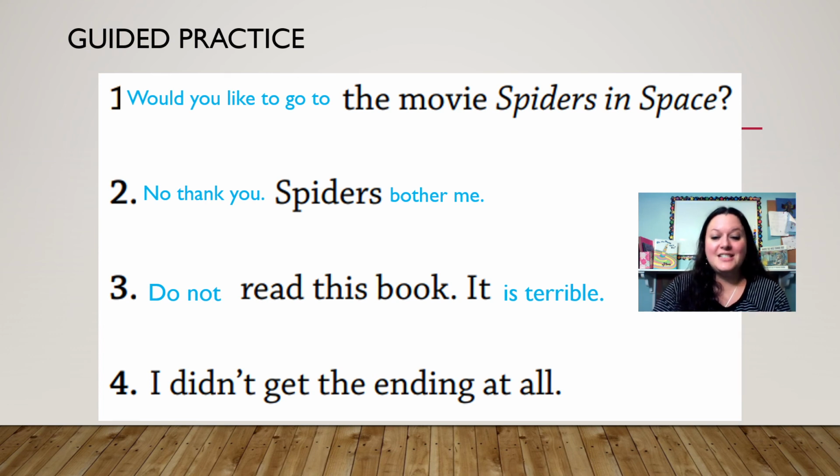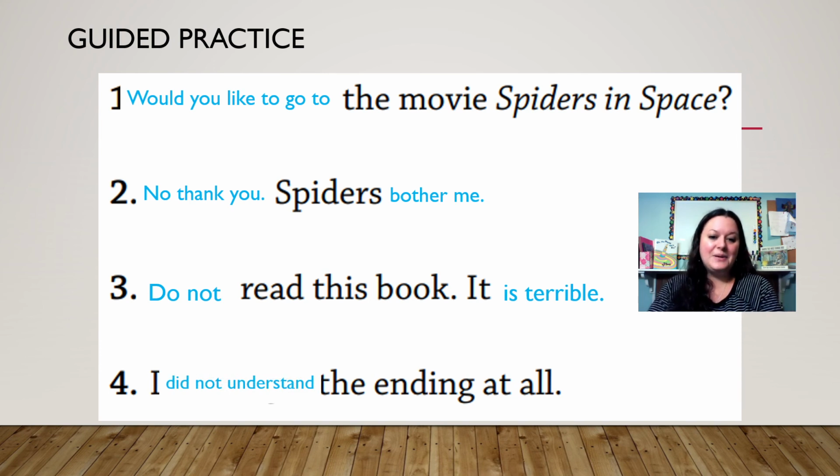We could change didn't into the two words that are put together to make that contraction. Did not. And instead of saying get, we could say understand. I didn't get the ending at all could be changed to I did not understand the ending at all. That sounds a little more formal.